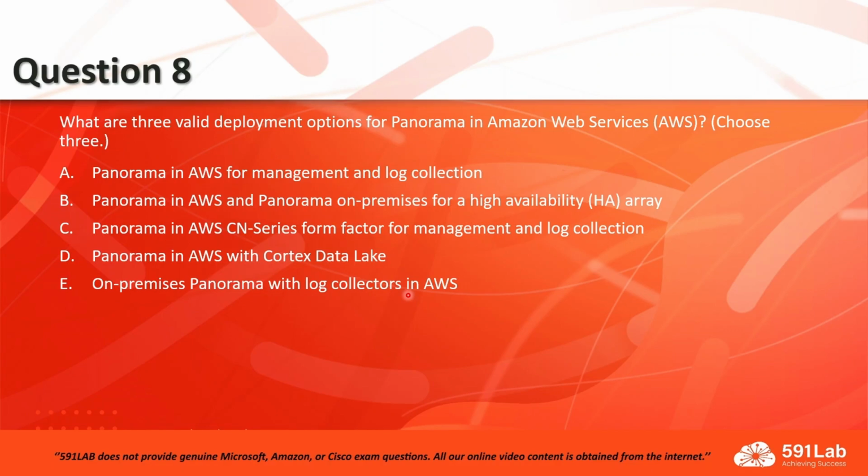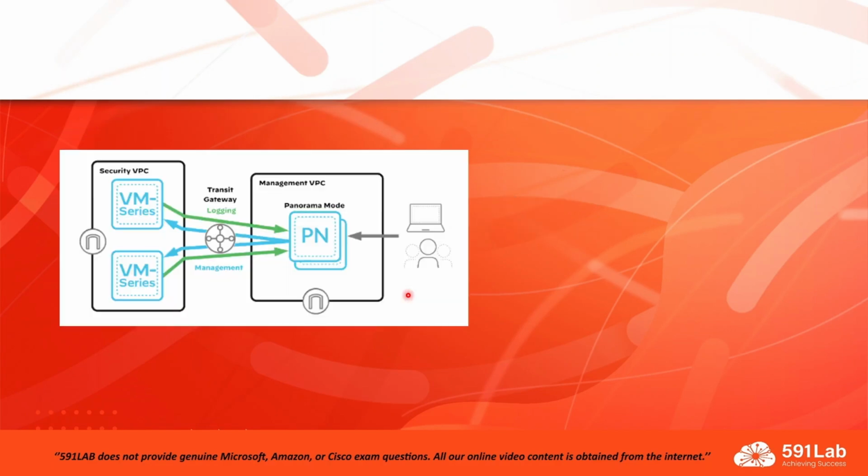Let's discuss the options to deploy Panorama in the AWS environment in the next slide. As with every Panorama deployment, we can also deploy Panorama in Panorama mode directly into AWS by deploying a Panorama instance on the management VPC. With Panorama mode, the Panorama instance will be responsible for managing the VM-Series firewall on the security VPC, and also responsible for logging services from the VM-Series.